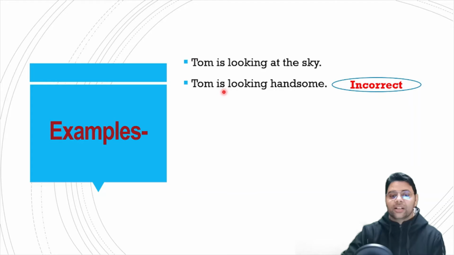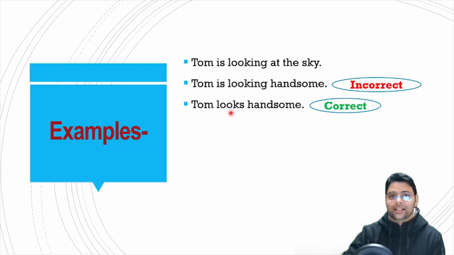Because here look is stative and a stative verb cannot be expressed in continuous tense. So we have to make it correct by using indefinite tense. Tom looks handsome. Now look is stative and we have expressed this in indefinite tense and the sentence is correct.